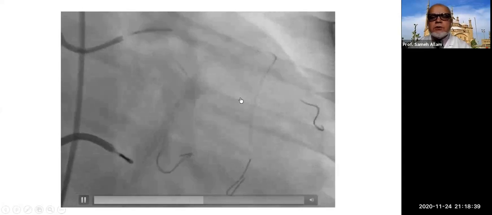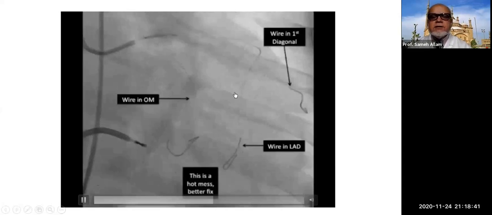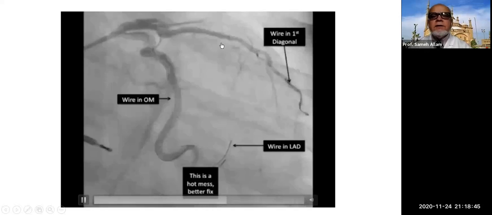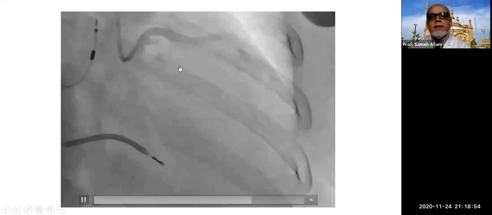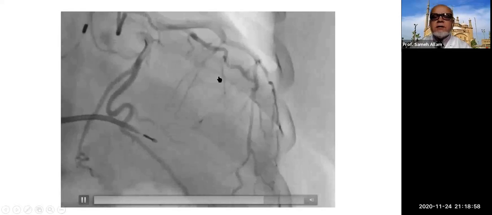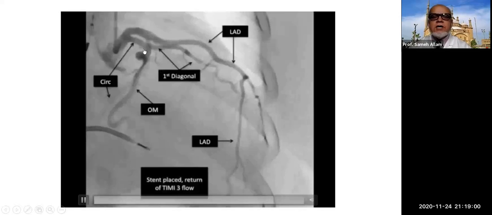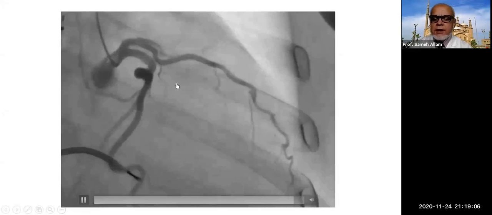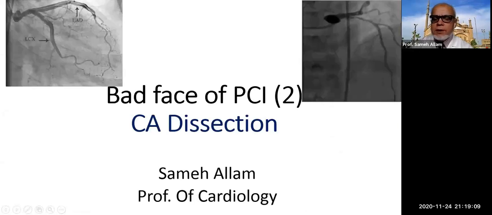The wires were placed in all the three vessels, diagonal, circumflex, and the LED, and you can see it now. The wires in the LED, which is totally occluded here. The vessel was stented, and you could see the LED has come again here. So it was a dissection of the LED by the diagnostic catheter, and it was properly treated. This one is from the literature.